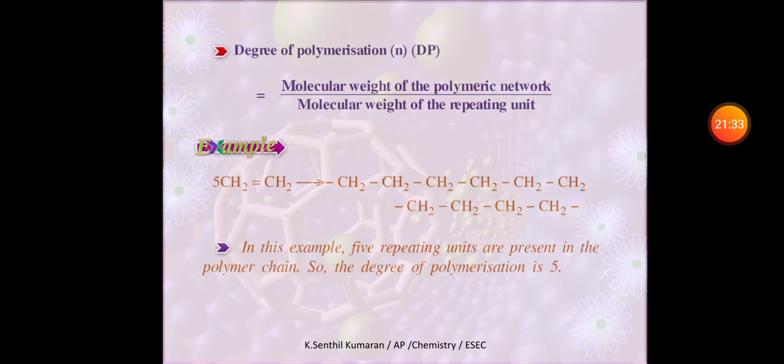Here we have given one example: 5 ethylene molecules polymerized to give one product, that is the polyethylene product. Here, what is the degree of polymerization? 5 is the degree of polymerization. 5 repeating units are present in the polymer chain, so the degree of polymerization is 5.